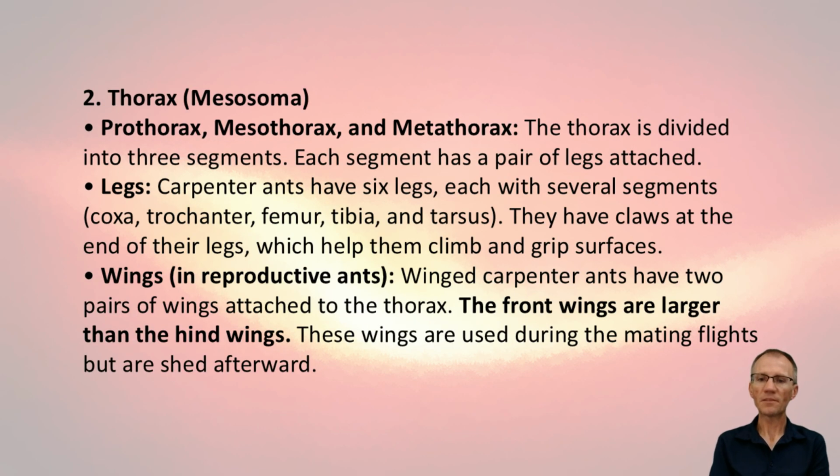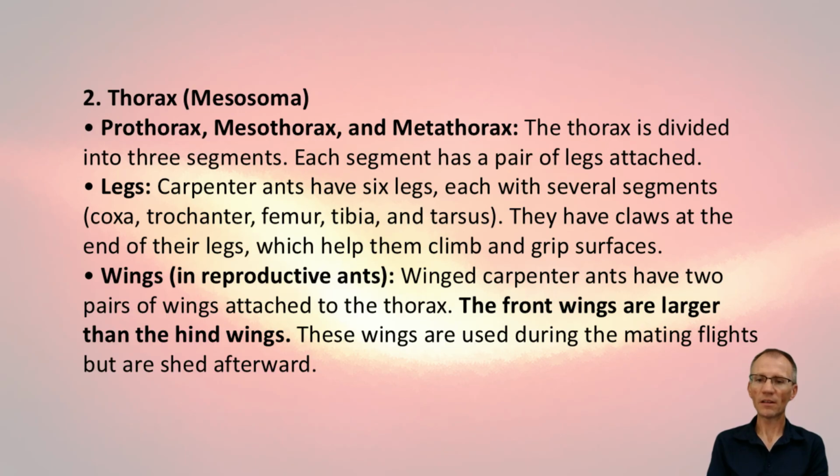Now the thorax, mesosoma: prothorax, mesothorax, and metathorax. The thorax is divided into 3 segments. Each segment has a pair of legs attached. Legs. Carpenter ants have 6 legs, each with several segments: coxa, trochanter, femur, tibia, and tarsus. They have claws at the end of their legs, which help them climb and grip surfaces.